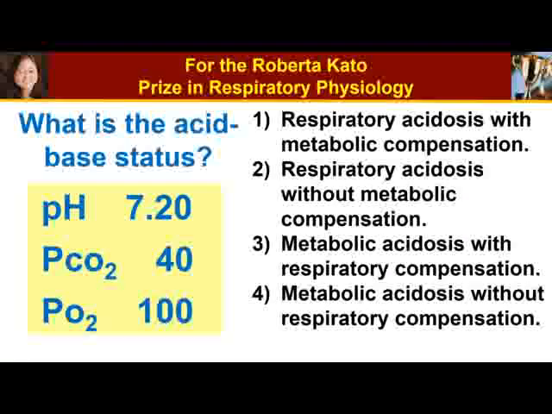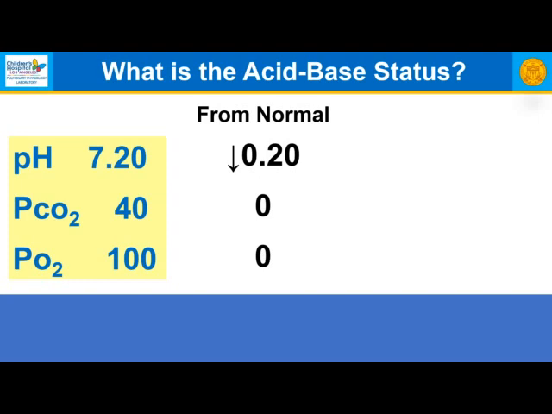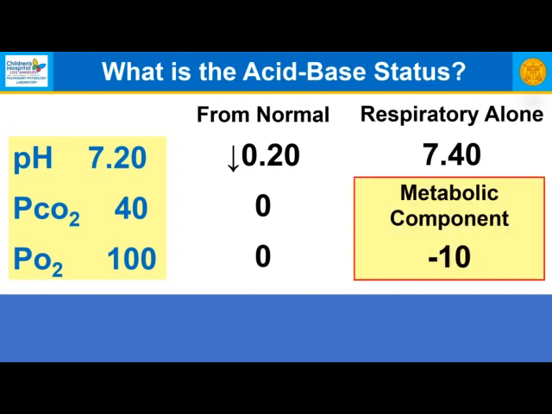So is this a respiratory acidosis with metabolic compensation, respiratory acidosis without metabolic compensation, metabolic acidosis with respiratory compensation, metabolic acidosis without respiratory compensation? So what is it? Here the pH is down 20 hundredths of a unit, PCO2 is 40. So the pH one would expect for a PCO2 of 40 is 7.40. Is there a metabolic component? Yes. It's 7.2 minus 7.4, so in this case, that's minus 0.2 or minus 20 hundredths of a unit. And again, the metabolic component is half that. So it's minus 10.